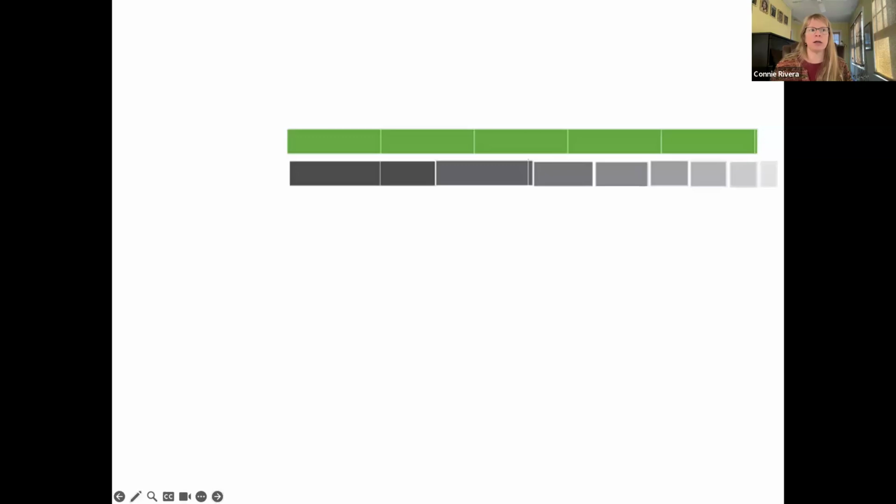So all the black bars here are just slightly over 100%. So it was somewhere around 50%.